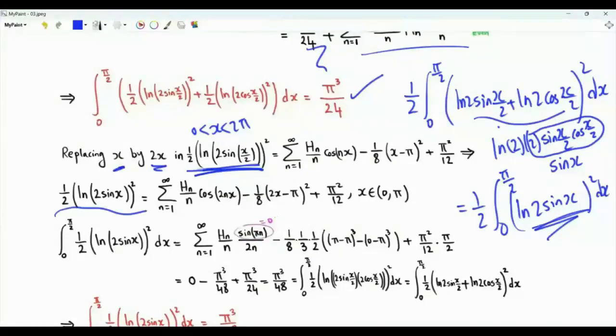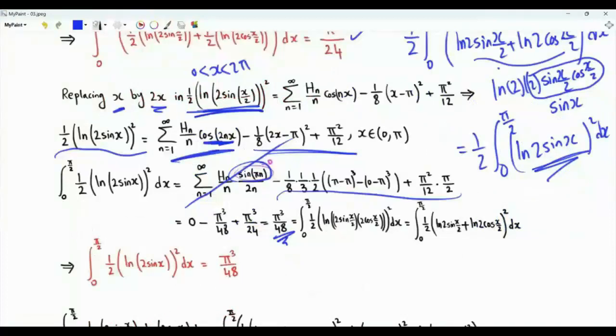Can we integrate this from 0 to pi over 2? These terms are manageable. What about this series? The integral from 0 to pi over 2 of cosine 2nx is sine pi n over 2n. And this is 0 for every integer n. Again, we will say goodbye to the infinite series. The other terms give us pi cubed over 48. So this integral here, which is the integral of the square of this sum, is pi cubed over 48.